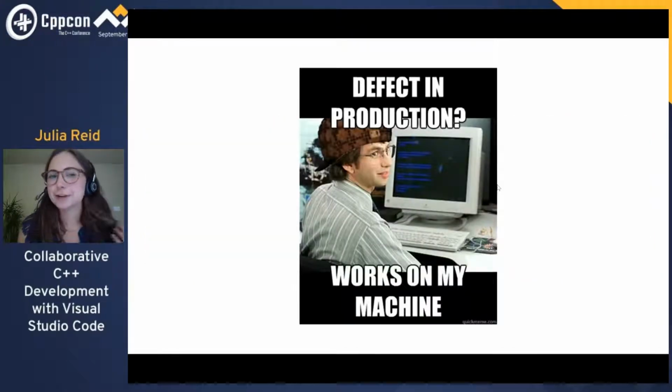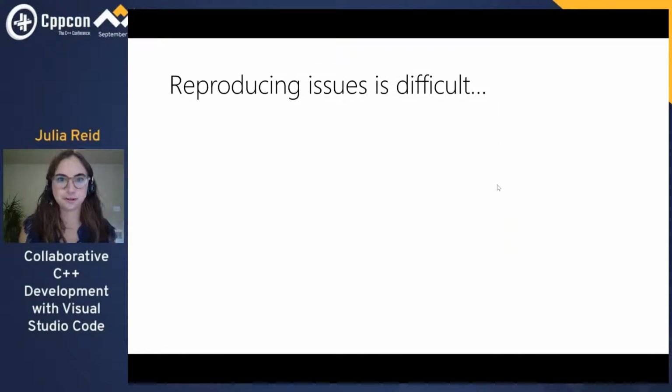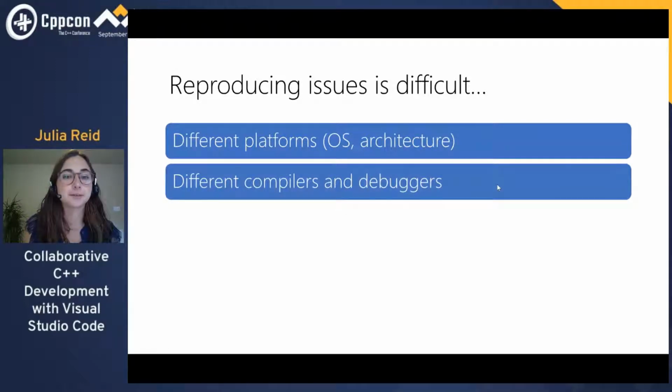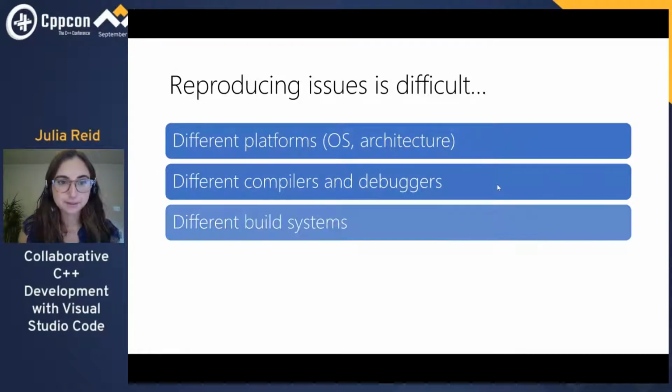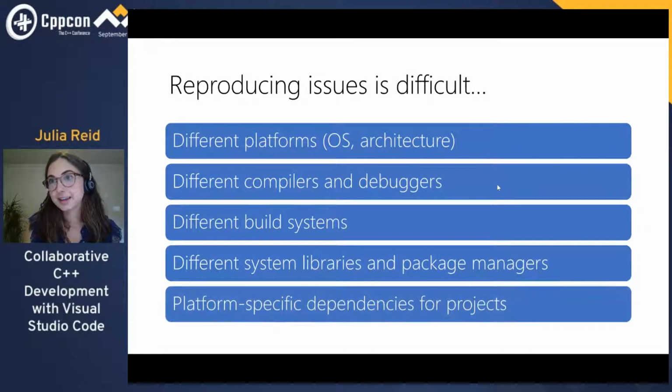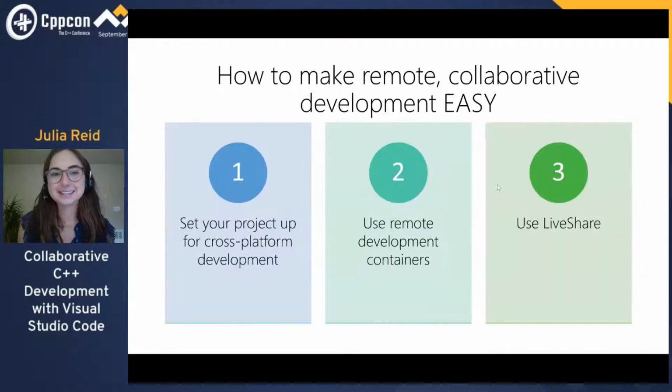So, reproducing issues from one machine to another can be pretty tough for a number of reasons. To name a few, you could be using different platforms, which involves different operating systems and architectures. You could be using different compilers and debuggers, different build systems, different system libraries and package managers, and some projects have platform-specific dependencies. So I'm going to give you 3 recommendations today to navigate these problems and make remote collaborative development a little bit easier.